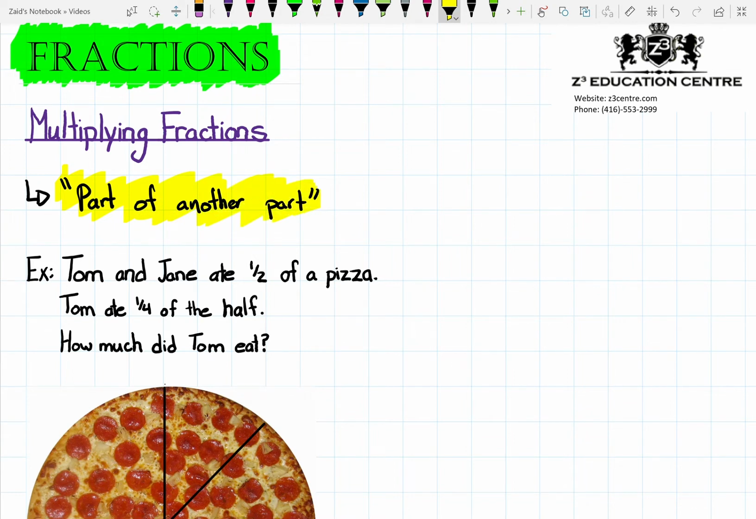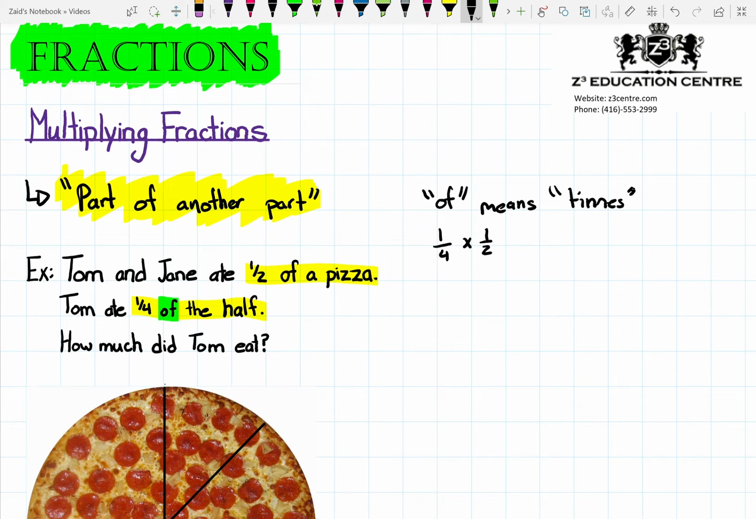So it says that Tom and Jane ate 1/2 of a pizza. Tom ate 1/4 of the half. How much did Tom eat? Well, if you look at the second line, it said Tom ate 1/4 of a half. What does that "of" mean? Well, the word "of" in word problems basically means times. So how do I even show 1/4 times 1/2, or in this case, 1/4 of 1/2?